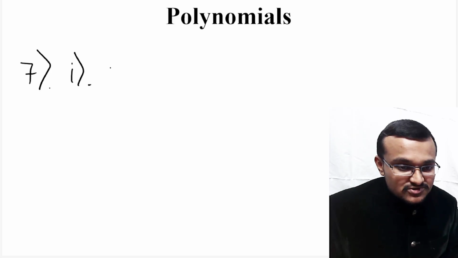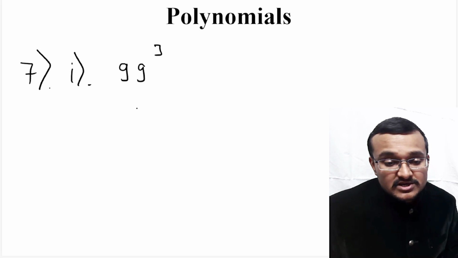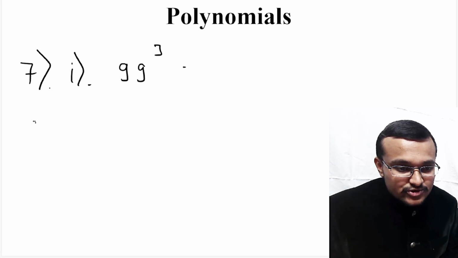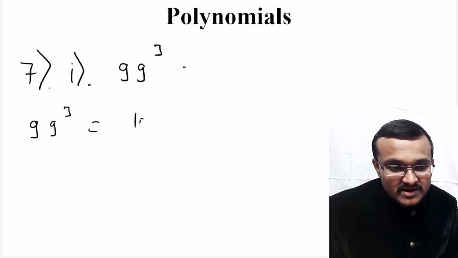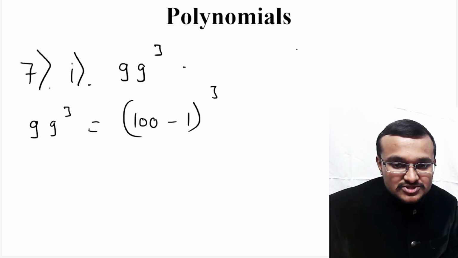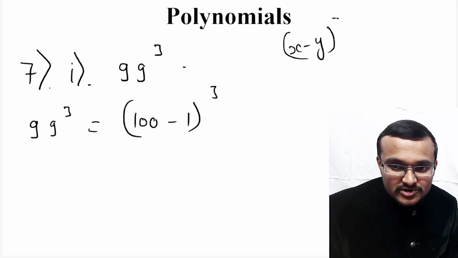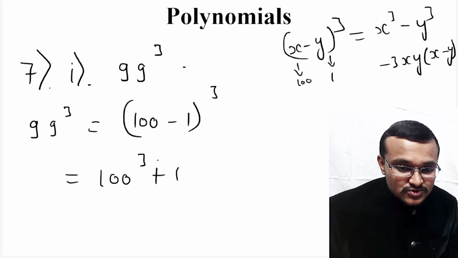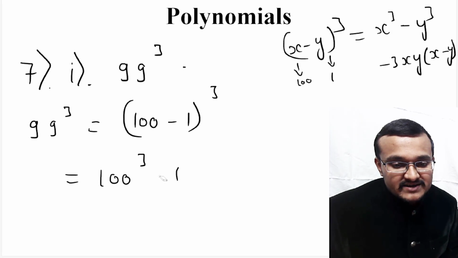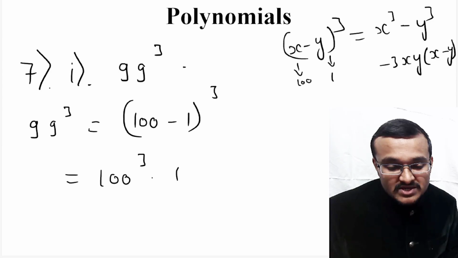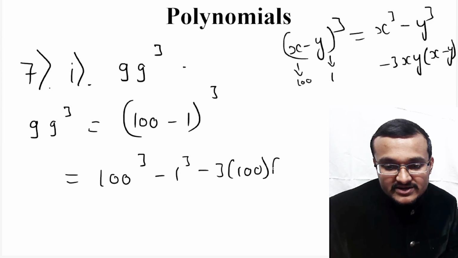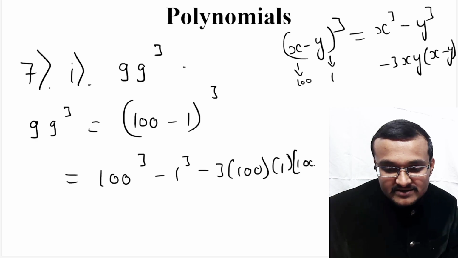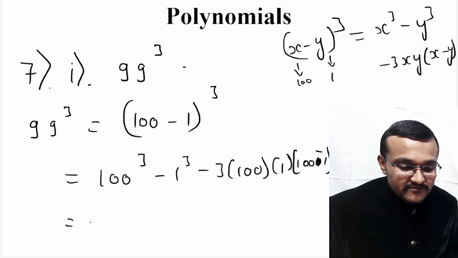So the first question in the seventh question is 99 cube. So how to write 99 cube? 99 cube can be written as 100 minus 1 whole cube. So here this is in the form of x minus y whole cube. So x minus y whole cube will be x cube minus y cube minus 3xy into x minus y. So similarly you can use this identity and try to solve this 100 minus 1 whole cube. So 100 cube minus 1 cube minus 3 into 100 into 1, in the bracket you have 100 minus 1.